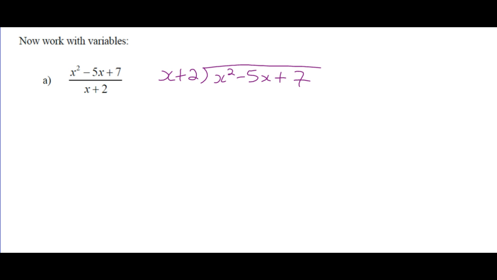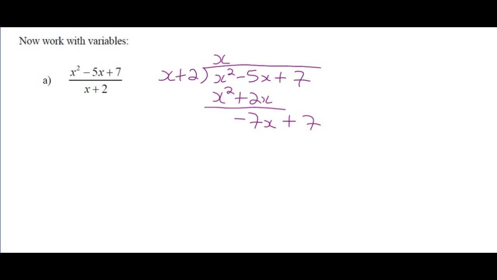X times. Okay, put an x there. Then we take the x. X times x plus 2 is x squared plus 2x. x squared minus x squared. Negative 5x minus 2x is? So negative 5 minus 2, negative 7. So minus 7x. What do we do with the 7? Bring it down. Plus 7.